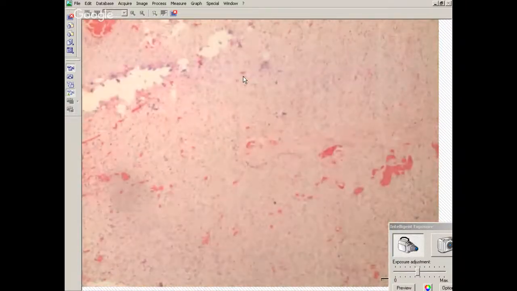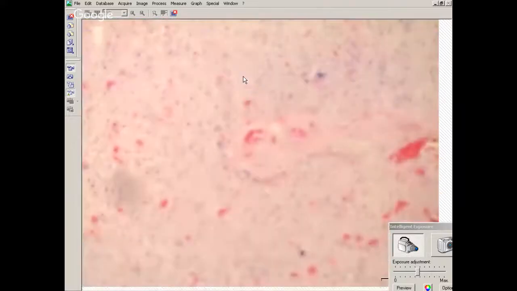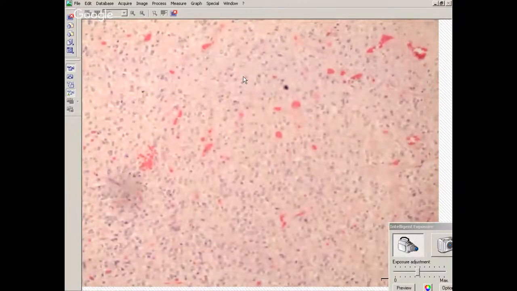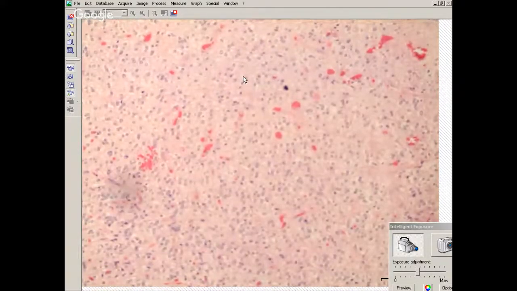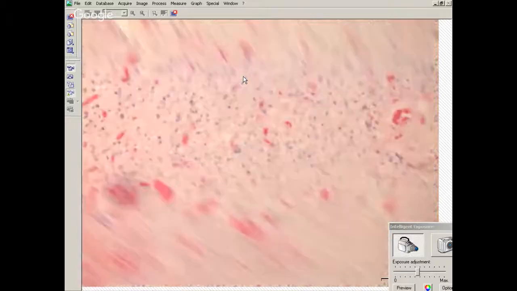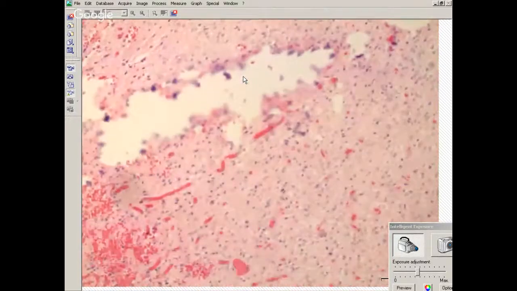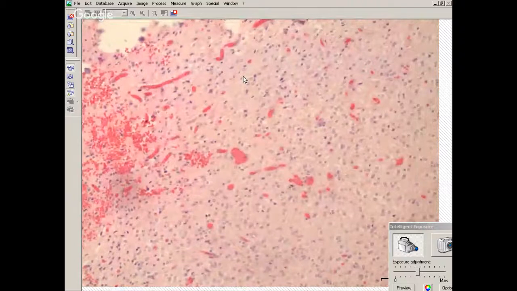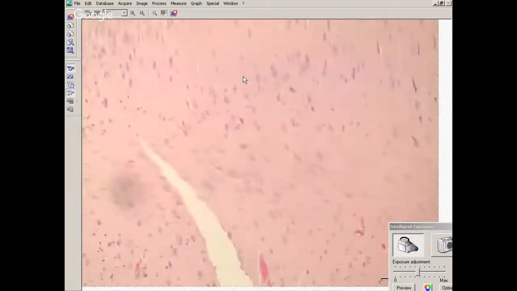If we look at these on a little bit higher power, the nuclei are a fairly uniform population of cells, fairly uniform nuclei. Not seeing mitotic figures, and there's almost a suggestion of a perinuclear halo. Some more capillaries here, a capillary network.